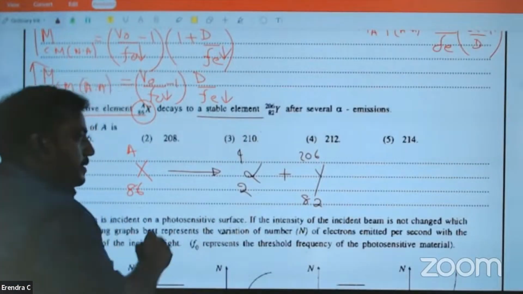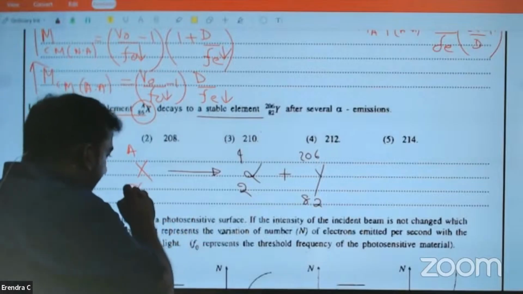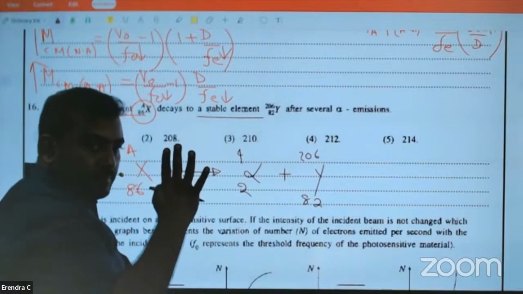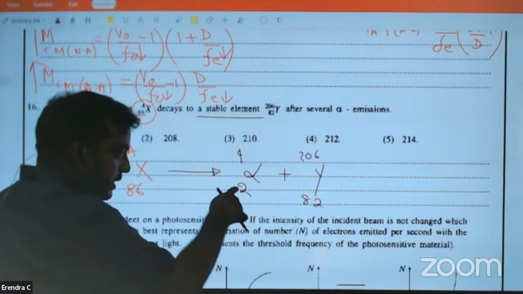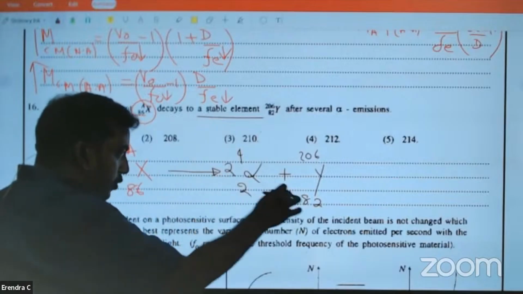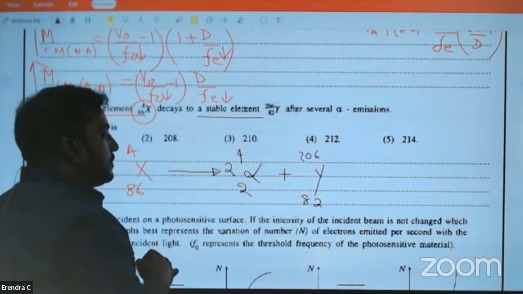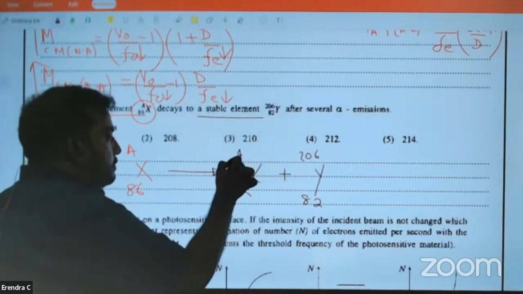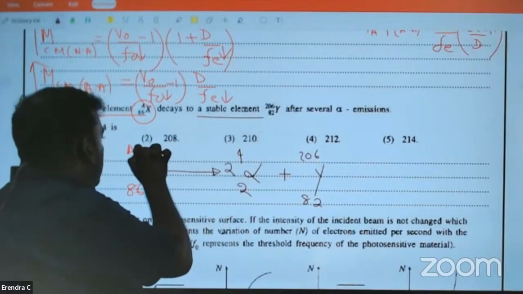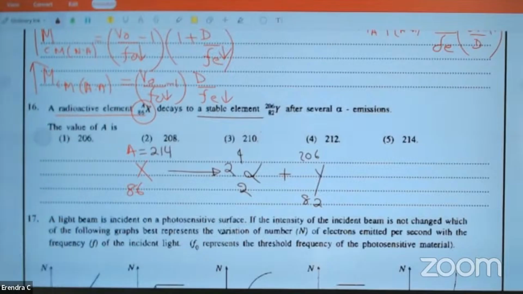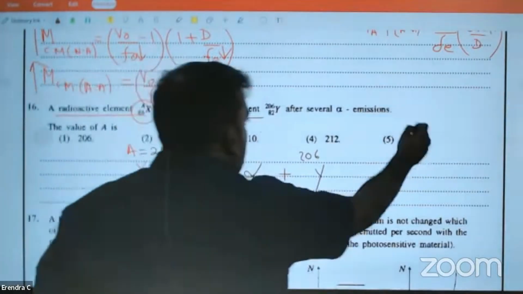Now 86 has become 82. 4 has reduced. That means two alpha emissions, so here the bottom will be 4. 86 minus 4 goes to 82, right? Then here it's 8, 4 times 2, 8. 206 plus 8 is going to be how much? 214. Answer number 5.